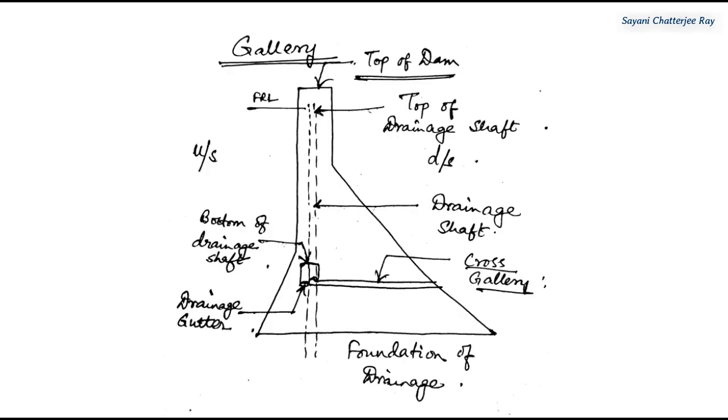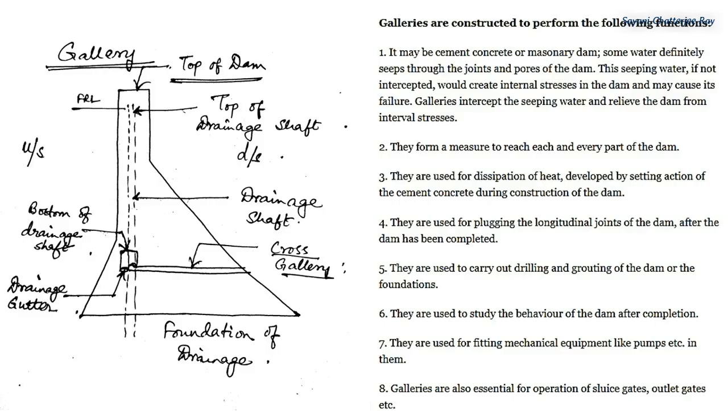Next is galleries in gravity dam. Galleries are the horizontal or sloping openings which are provided in the body of the dam and are constructed longitudinally or transversely and are provided at various levels in the dam and interconnected with vertical shafts fitted with lifts or mechanical lifts. You may now be wondering what is the use or function of providing a gallery in a dam? To collect the seepage water reaching inside the dam through the joints and pores of the dam.